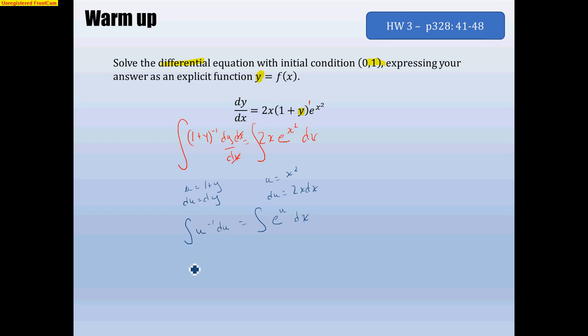U to the negative 1, of course, is ln, and I'm just going to go ahead and put the 1 plus y back. Whoops, sorry. Is equal to the antiderivative of e to the u, which of course for us was e to the x squared. And I'm going to wrap up my c over here.